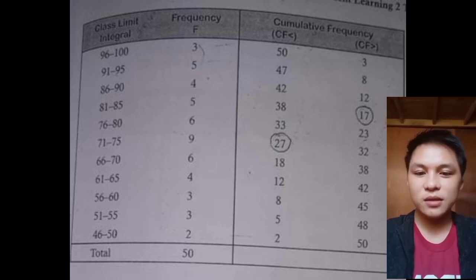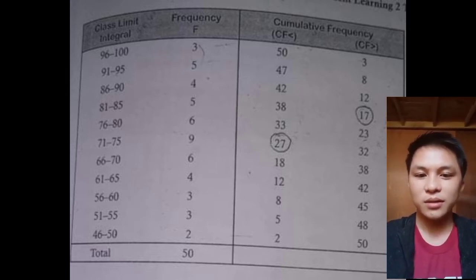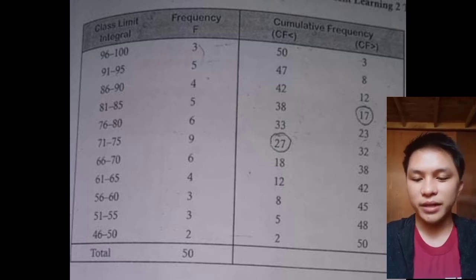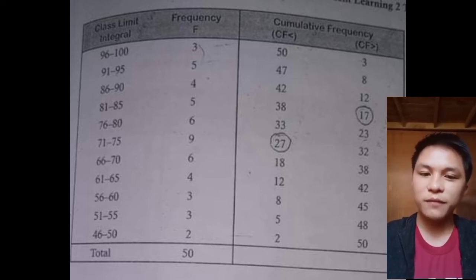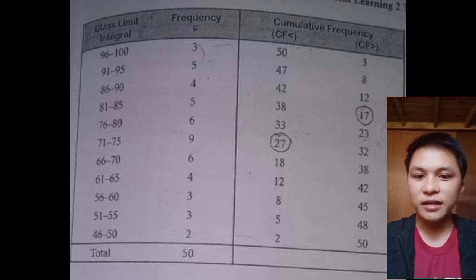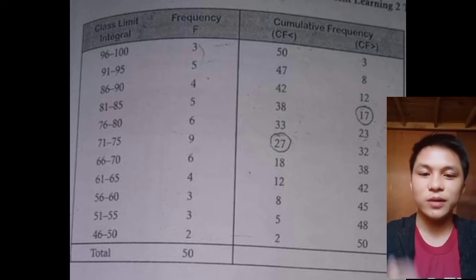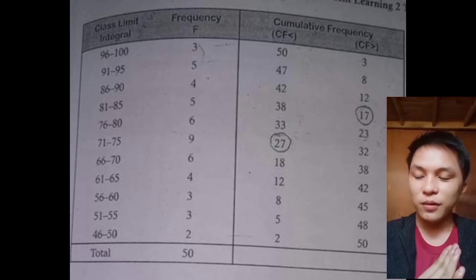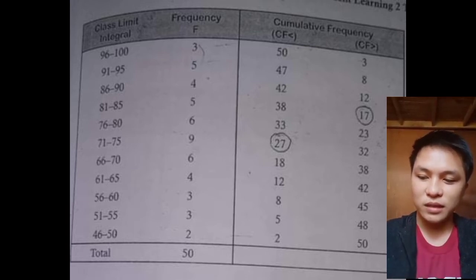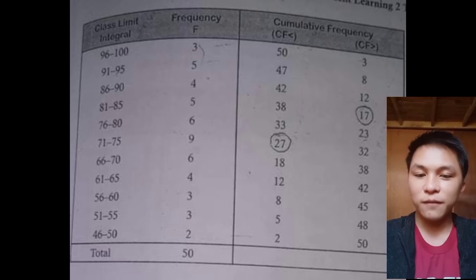Next, we will discuss the cumulative frequency greater than. We start with the class limit 96 to 100, which has a frequency of 3, so we copy the frequency of 3. Then the second highest class limit, 91 to 95, has a frequency of 5, so we add: 3 plus 5 equals 8.